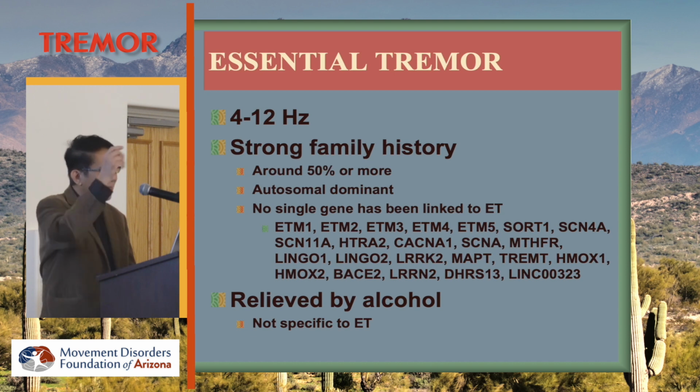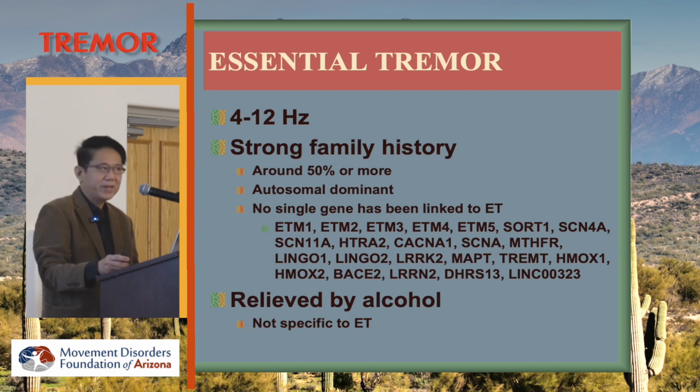So whenever I see the family history, I see how many generations have had the tremor. Usually with essential tremor, it's autosomal dominant, in which case about 50% of every generation will have it, or siblings or children will have it. And then there's no single gene that has been linked to ET. There's many genes that have been identified to cause or be associated with essential tremor.